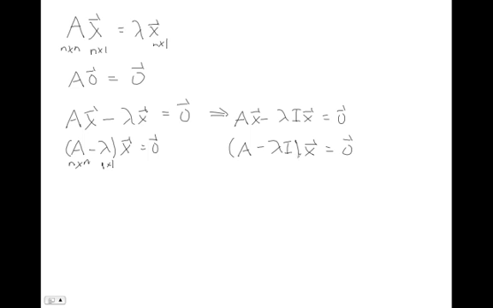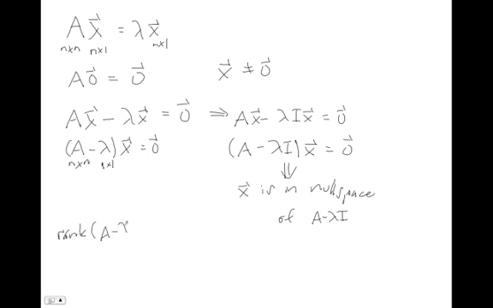So what does that mean? We've already decided we're considering only cases where x is not equal to 0, right? Because 0 is a trivial case. So we know x is not equal to 0. So what does this equation fundamentally tell us? It tells us x is in the null space of this matrix A minus lambda I, which is some n by n matrix. So if we're going to talk about the null space, then maybe we should think about the dimension of the null space. And from the linear algebra review, we know how to find the dimension of the null space. What we do is we look at the rank of A minus lambda I.